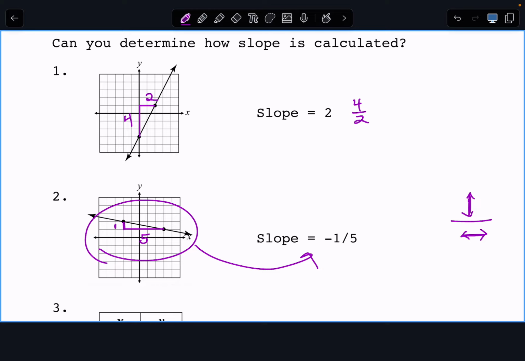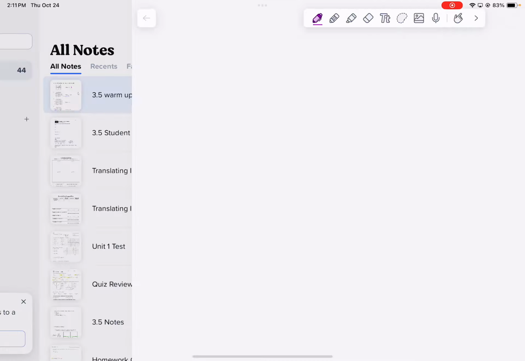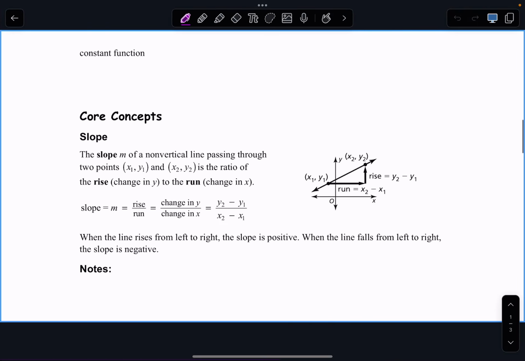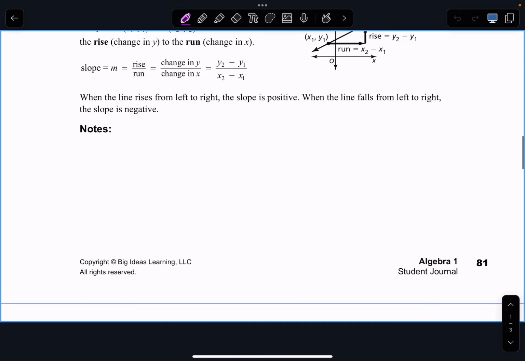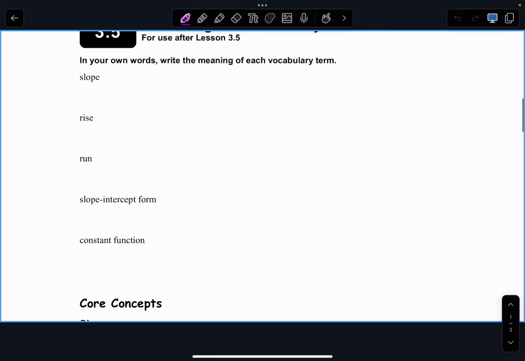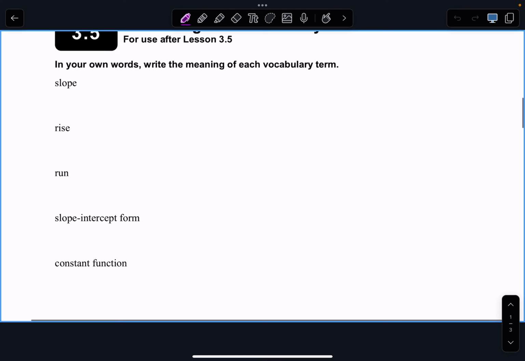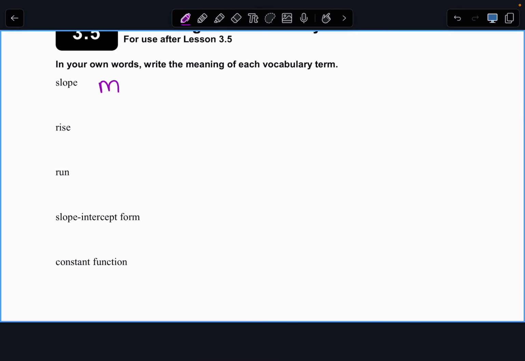Could you please turn in your student journal to page 81? Yeah? No way, we have to do math in math class. I'm pretty sure all my pencils are broken, so. I'm so sorry. I might have some extra pencils if you need.